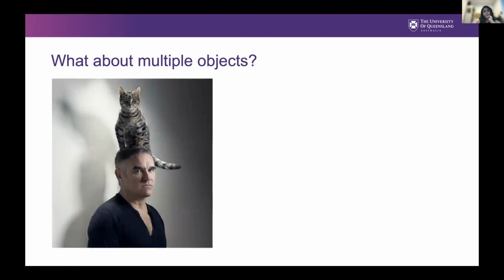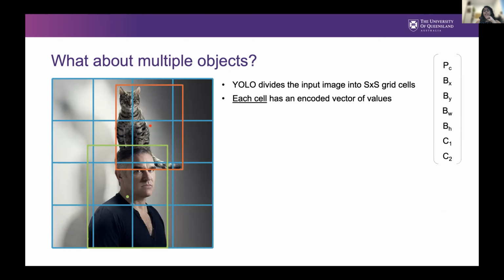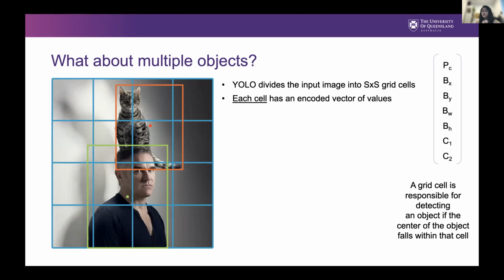But what if there are multiple objects in an image? This particular image has a cat and a person, right? So how do we work with this? In that case, YOLO would divide an input image into some number of grid cells, right? We'll call this S by S grid cells. And each cell would have this vector or array of values now, right? A grid cell will be responsible for detecting an object if the center of the object falls into that grid cell. Otherwise, the other grid cells are not going to worry about the object, right?